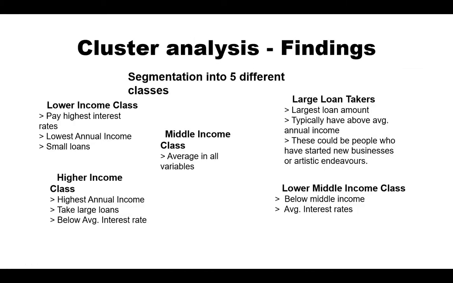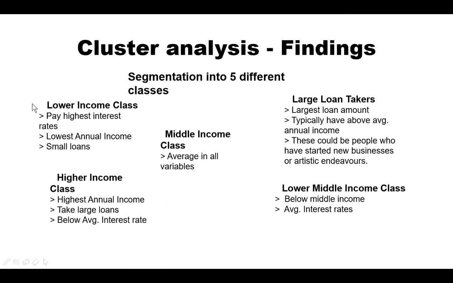And then for the cluster analysis, we looked into different variables like the annual income of the customer, his credit score, and the amount of loan taken, etc., to classify them into 5 different clusters. So there were 3 major clusters and 2 small clusters that we found.